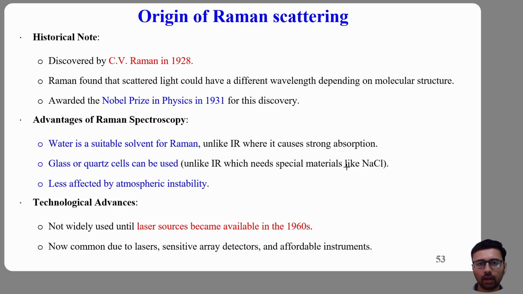In Raman scattering, the molecule exchanges vibrational energy with the photon. As a result, the scattered photon emerges with a slightly different energy. That tiny energy difference gives us vibrational information.